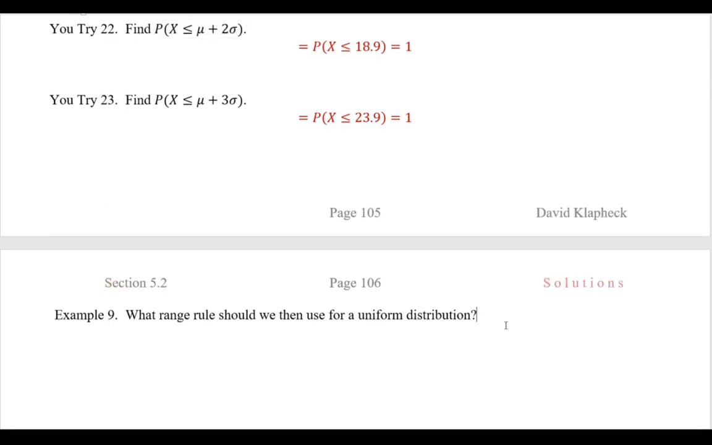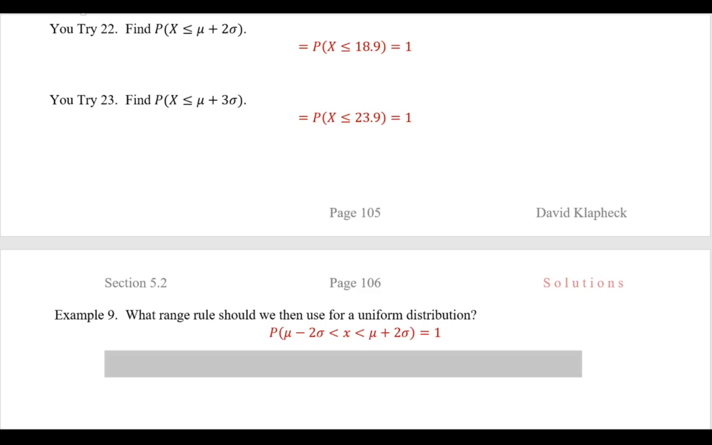This brings us to example 9. What range rule should we then use for the uniform distribution? For bell-shaped or mound-shaped distributions, we were able to use the one that went from plus 2 sigma to minus 2 sigma from the mean. And it looks like this would also be a good choice for the uniform distribution. So for all x values between mu minus 2 sigma up to mu plus 2 sigma, these would be usual, or the probability that x would be between these two values should equal 1.